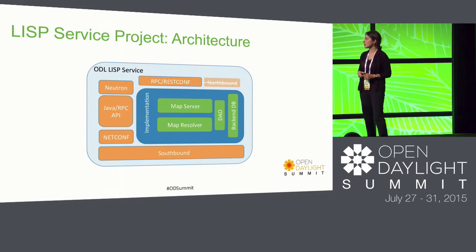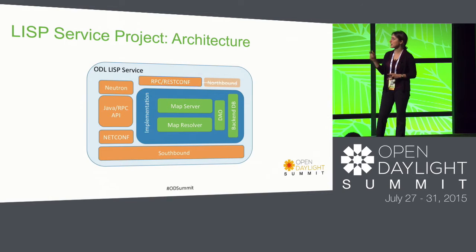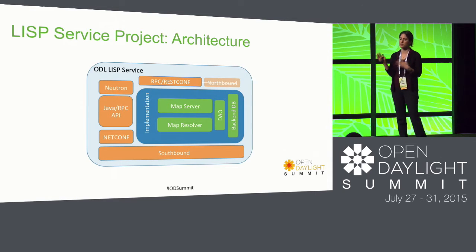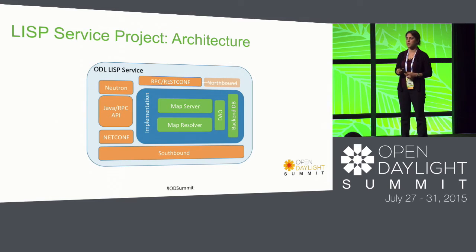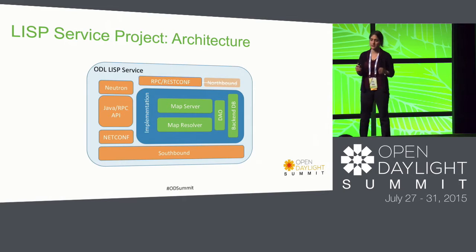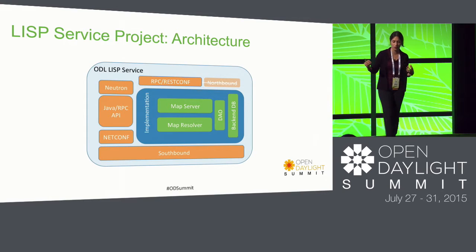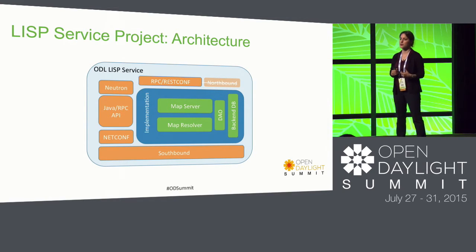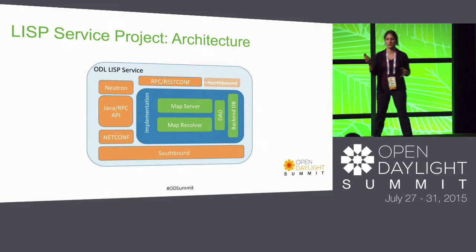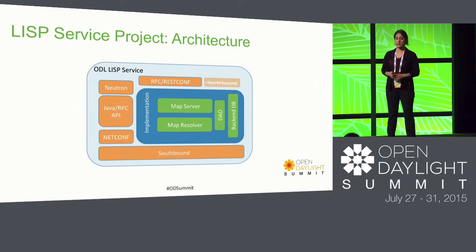Then there's the implementation bundle or module, basically, that has the implementation of this Lisp mapping system, which is a map server and a map resolver. These are the specific Lisp APIs to the database. And a data access layer on top that creates a separation between the backend database, and it also gives us the complex lookup mechanism that we need for doing prefix lookups and so on, which the backend database, which is now the MD-SAL style data store, is not offering yet. So we built the index, the prefix hierarchy, on top of that.